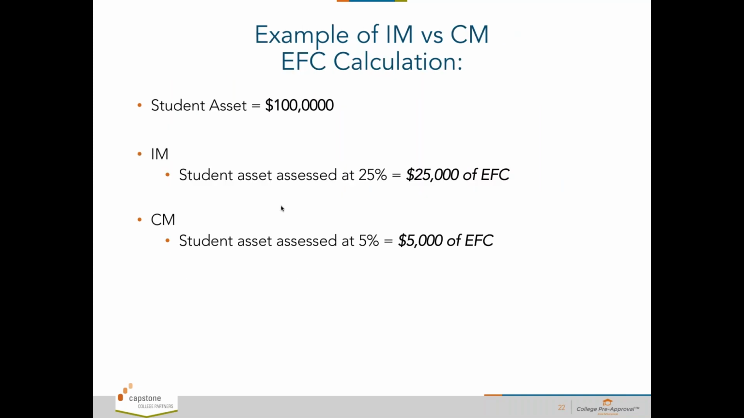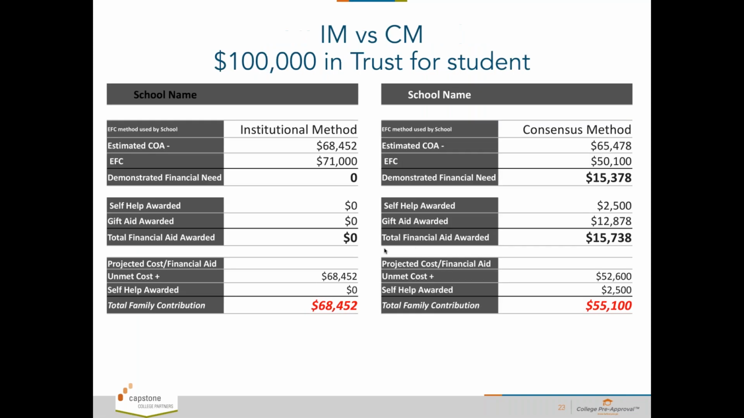And here's the one I broke out based on the student asset and that impact on EFC. So the student asset, if there was $100,000 sitting in the account, $25,000 would be in the institutional method, where it's only $5,000 that would be expected to be used in the consensus method. And we really saw this come full circle when we had $100,000 in trust for a student. So one school on the left using the institutional method, school on the right using consensus. And you can see that the EFC was roughly $20,000 less.